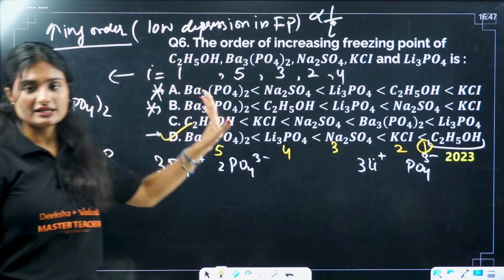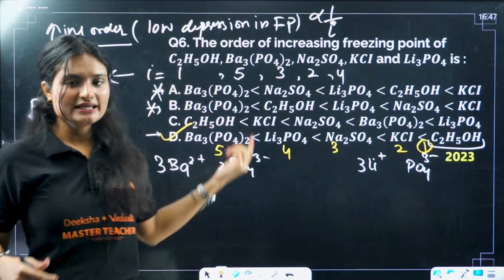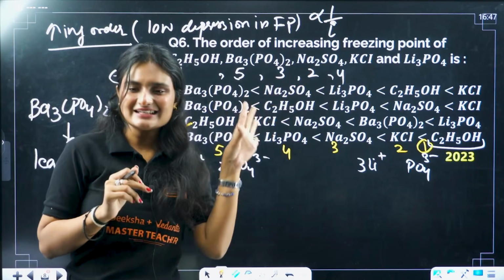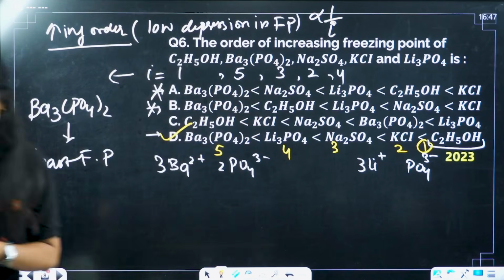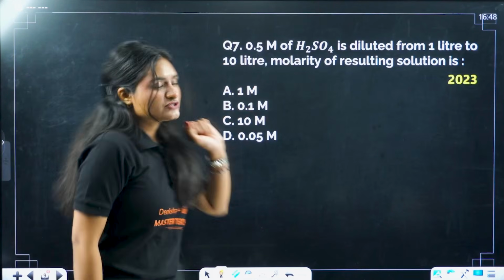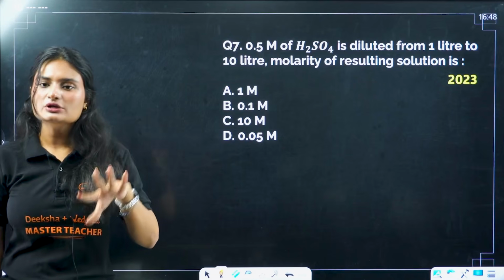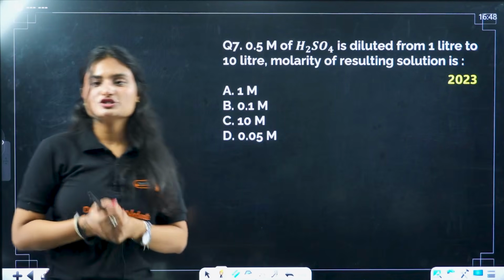Read the question, okay. Maybe you think, oh, i is directly proportional because they're talking about depression in freezing point, but the question is a little different, right? The language is a little different. 0.5 M of sulfuric acid is diluted from 1 liter to 10 liter. Molarity of the resulting solution is, okay.